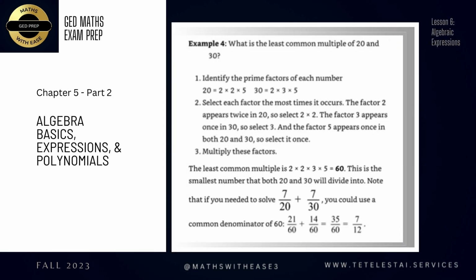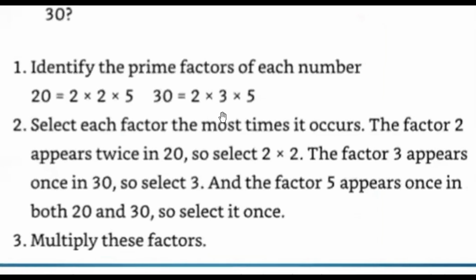So what is the least common multiple of 20 and 30? Let me zoom in and make it easier to see. Again, you want to start by identifying the prime factors of each number. So we know that 20 is 4 times 5 based on our multiplication table, right? And we know that 4 can be broken down further into its prime factors, 2 times 2, and 5 is already a prime number that can't be broken down any further. So we have our prime factorization of 20.